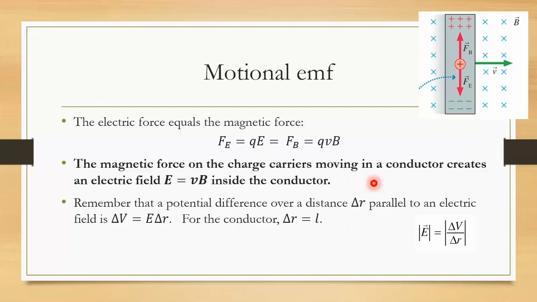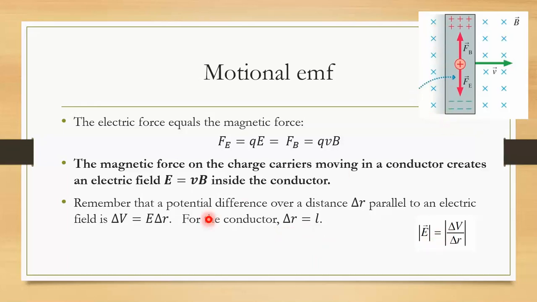So, since the electric field that's now created in our conductor is equal to the velocity times the magnetic field, we're going to go back and remember that if I have separated charges and an electric field, the potential difference divided by the distance between those charges is equal to our electric field. This is an equation from the AP Physics 2 equation sheet. In this case, our delta R is going to be the length of the conductor.